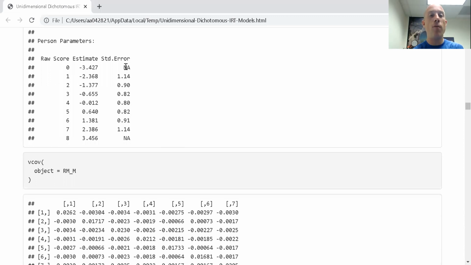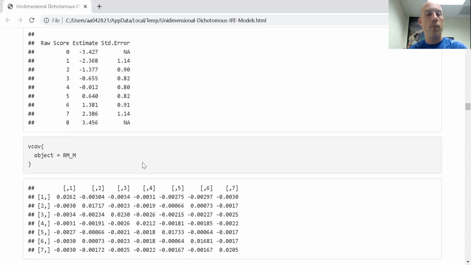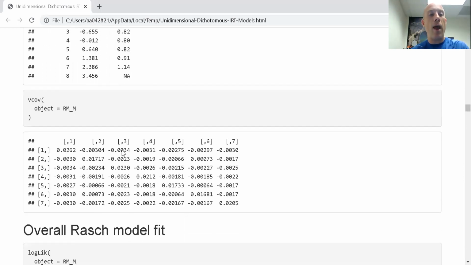And you'll notice the extreme values do not have standard errors. That comes from the fact that they're so extreme, so far out, that fitting when you have all 0s or all 1s on a row is not algebraically the same. And we can take a look at our variance covariance matrix between the estimates of the easiness.